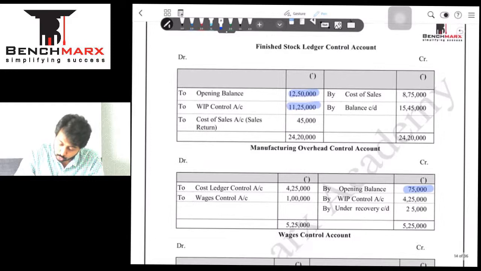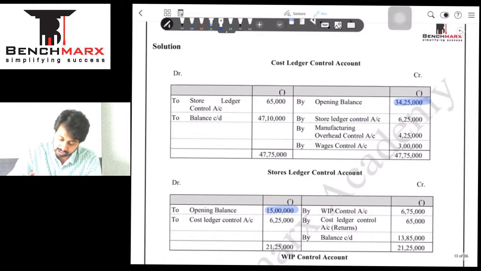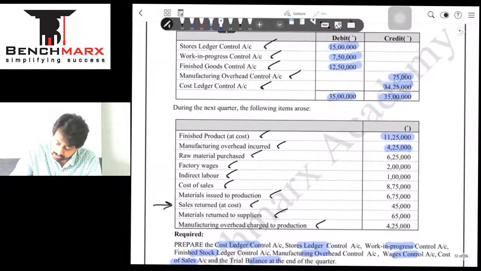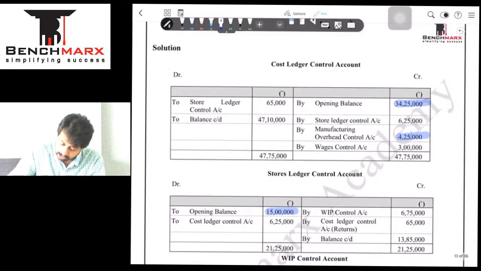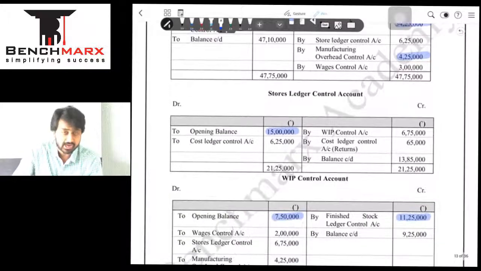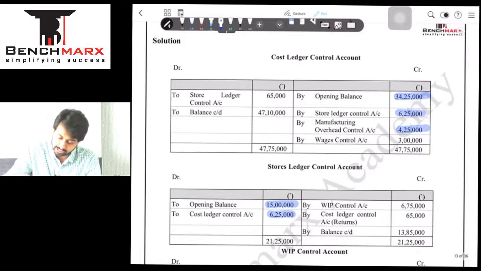I can't have cash or bank, in the event of which I will have a GLA account, that is cost ledger control account, 425 on the credit side. Then we have raw materials purchase 625, go to my RMC account on the debit side. I can't have cash, bank or creditors, in the event of which I have GLA account, the second effect will go here as GLA.